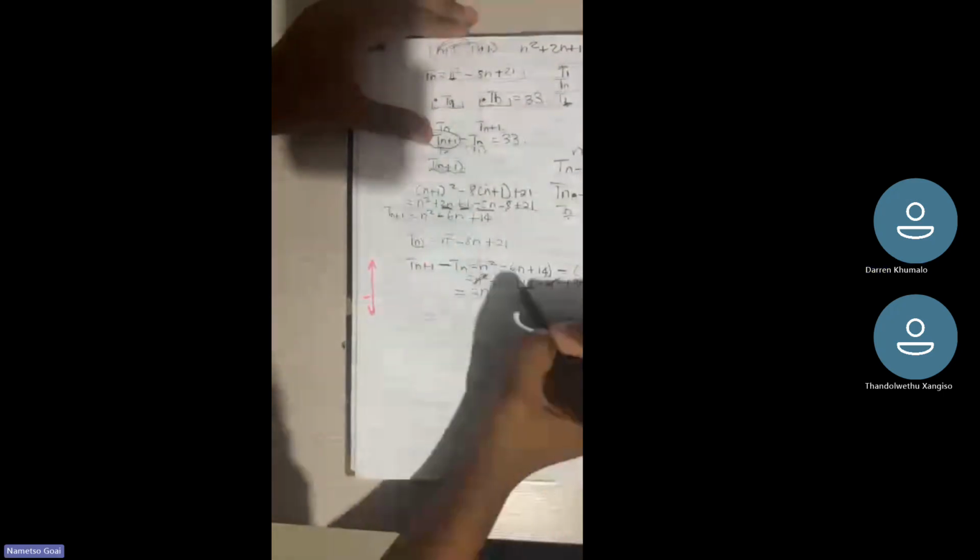Yeah, I understand. So from here, we have plus 14 minus 21, which will just give us negative 7. We were given that the difference, because this is Tn plus 1 minus Tn, remember that, is equal to this over here. So we can just set this Tn minus 7 equals to 33.